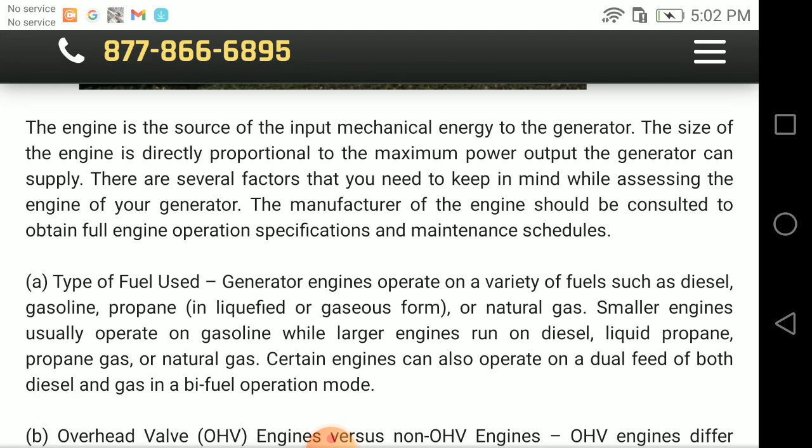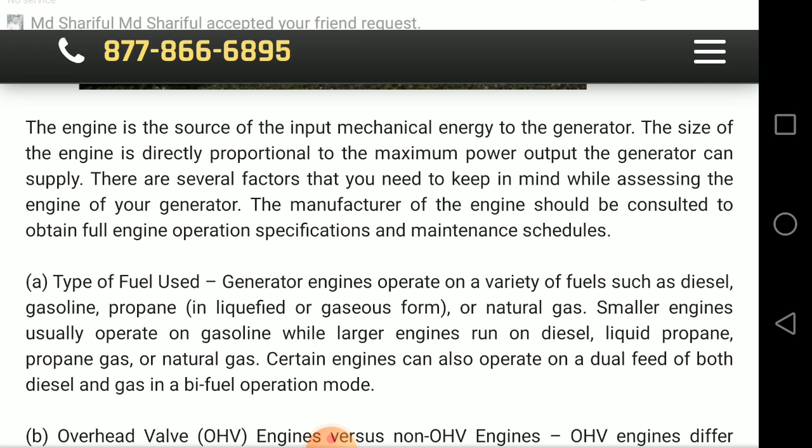The engine is the source of input mechanical energy to the generator. The size of the engine is directly proportional to the maximum power output the generator can supply. There are several factors that you need to keep in mind while assessing the engine of your generator. The manufacturer of the engine should be consulted to obtain full engine operation specifications and maintenance schedule.